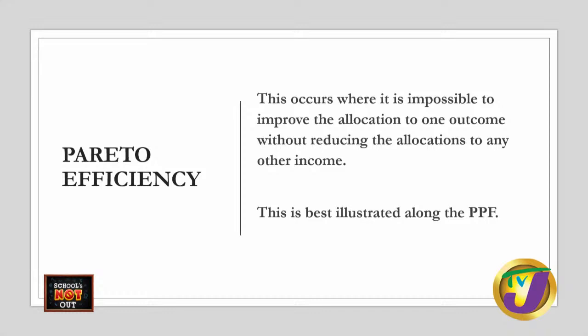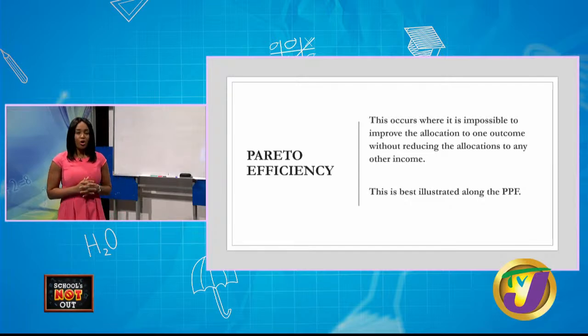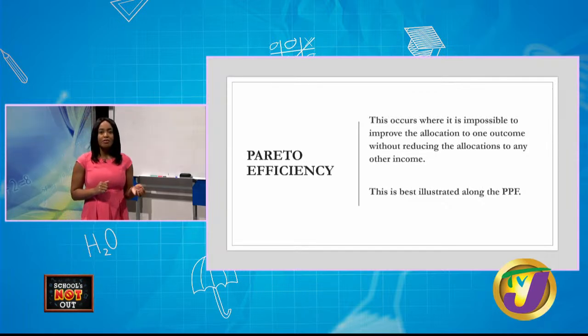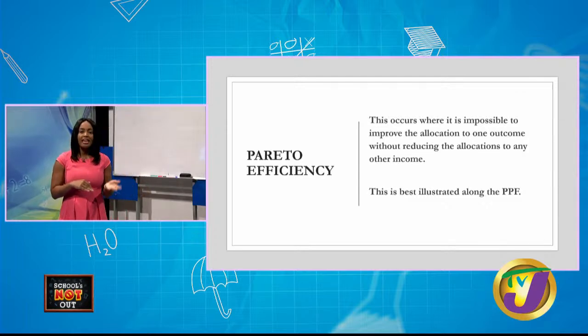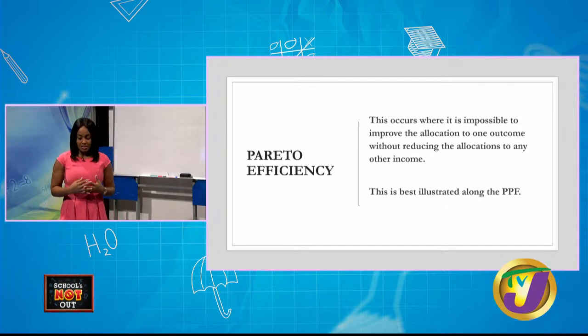So for example, we know that in production, when we look at the PPF, the production possibility curve, it speaks to a firm producing two goods. Now, if the firm, say for instance, is producing apples and bananas, if it produces one apple, it will produce two bananas. If it wants to produce more apples, it has to produce less bananas. So this case where the only way the firm can produce more apples is to produce less bananas and vice versa, this is called Pareto efficiency.